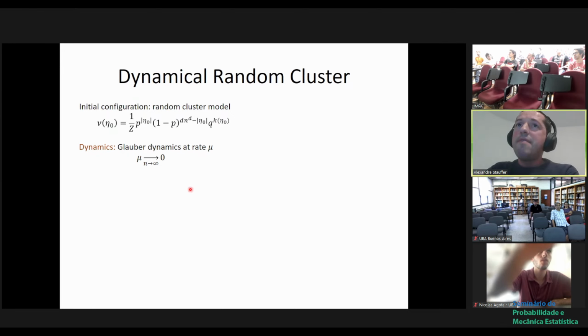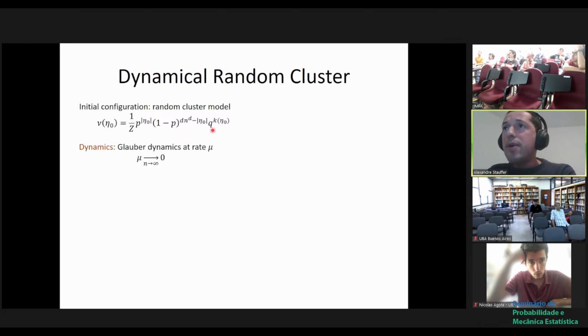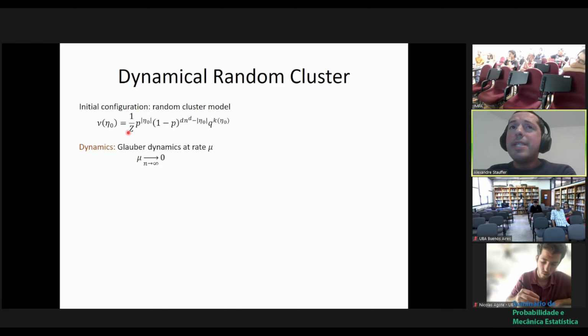So we start the environment in the random cluster model. It's just a configuration of open and closed edges, where each open edge gets a weight p, each closed edge gets a weight 1 minus p, just like percolation. And we have an additional term q for each connected component in your graph. Then you normalize everything by a normalizing constant. Okay, so that's the initial configuration of open and closed edges. And the dynamics that we take is just Glauber dynamics in continuous time at rate mu.